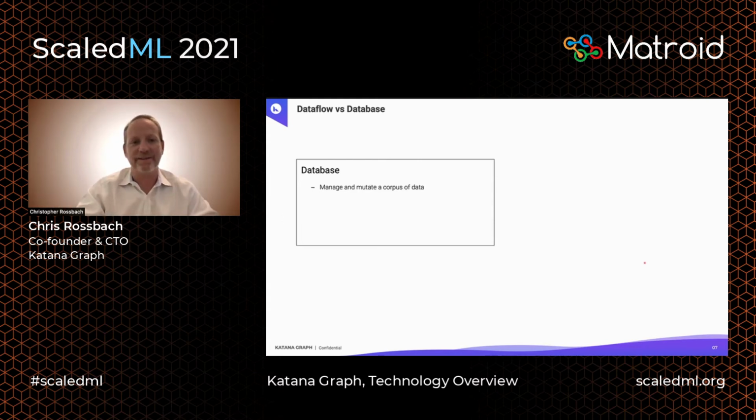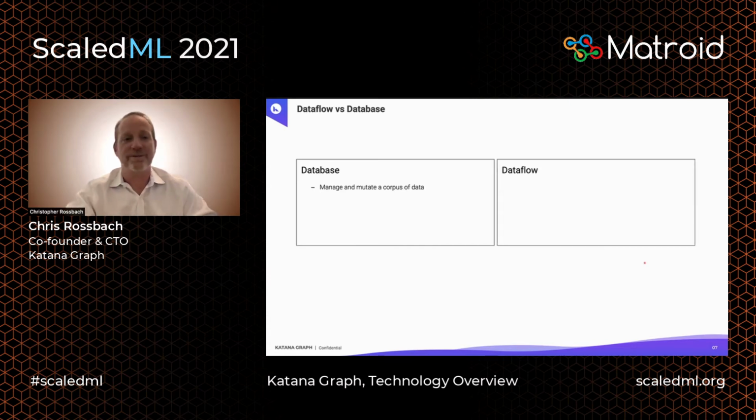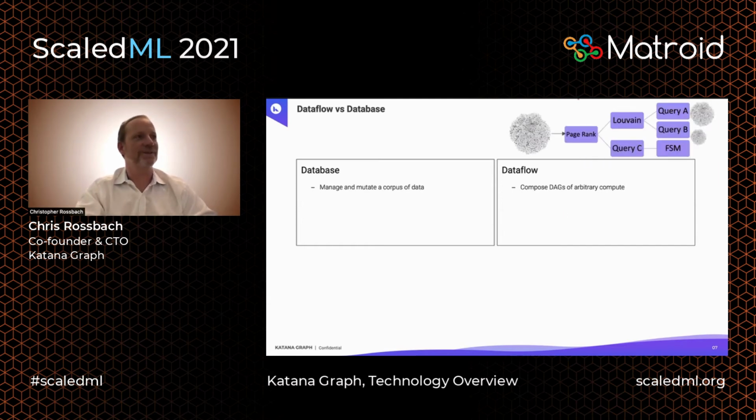A data flow system, on the other hand, is something that allows a programmer to compose DAGs, directed acyclic graphs, or actually perhaps even just directed graphs of arbitrary computation, right? So to give you an example, up here on the right, I'm showing you a data flow program that involves something that takes as input some large graph and runs PageRank on it. And the output of PageRank is consumed by a Louvain clustering algorithm and some Cypher query C and so on, right? So what's happening in a data flow system is each of the nodes in the data flow graph represents computation. Each of the edges represents input-output dependencies or data transformations that have to occur between those computations.